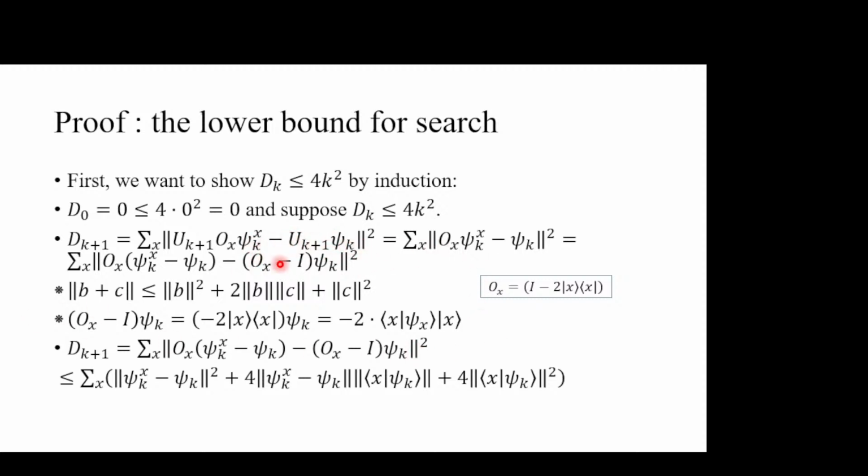And then as we said before, because you have U_{k+1} on both of them, U_{k+1} actually doesn't change the distance between two quantum states. This is a quantum state and this is a quantum state, and we want to see the distance. U_{k+1} doesn't change the distance no matter what it is, and so we can just get rid of it. And so this is the norm of O_x ψ_k^x minus ψ_k, squared.